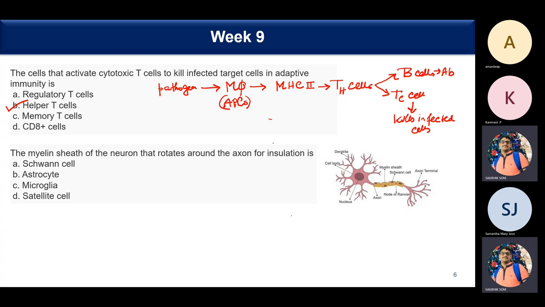The myelin sheath of the neuron that rotates around the insulation is, so this is the myelin sheath. Which cell is, where is the... around the axon is known as the Schwann cells.